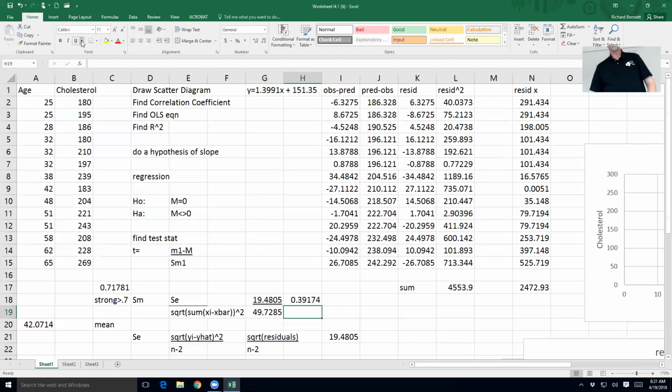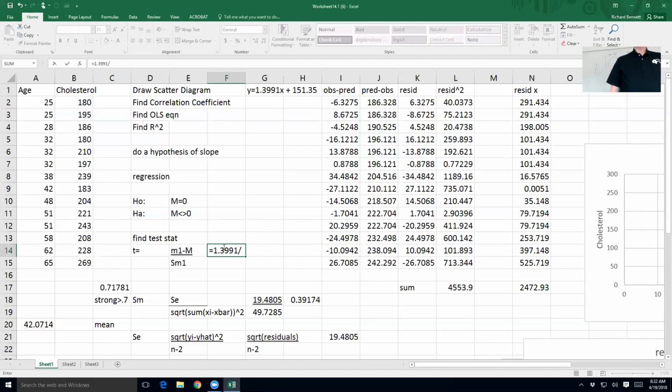All right. So I've got the standard deviation for the slope. Now I can finally find my t-score. Okay. So my t-score equals what, Chuck? What's M1 in this case? Don't know? What is it, David? Would it be the 1.3991? It's part of your equation there.